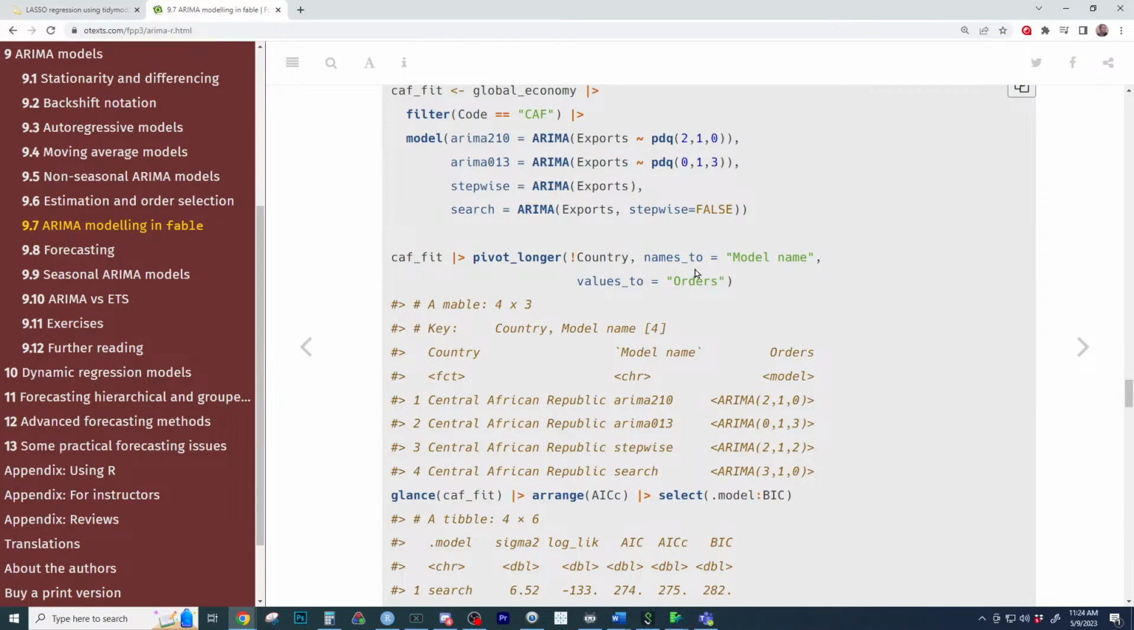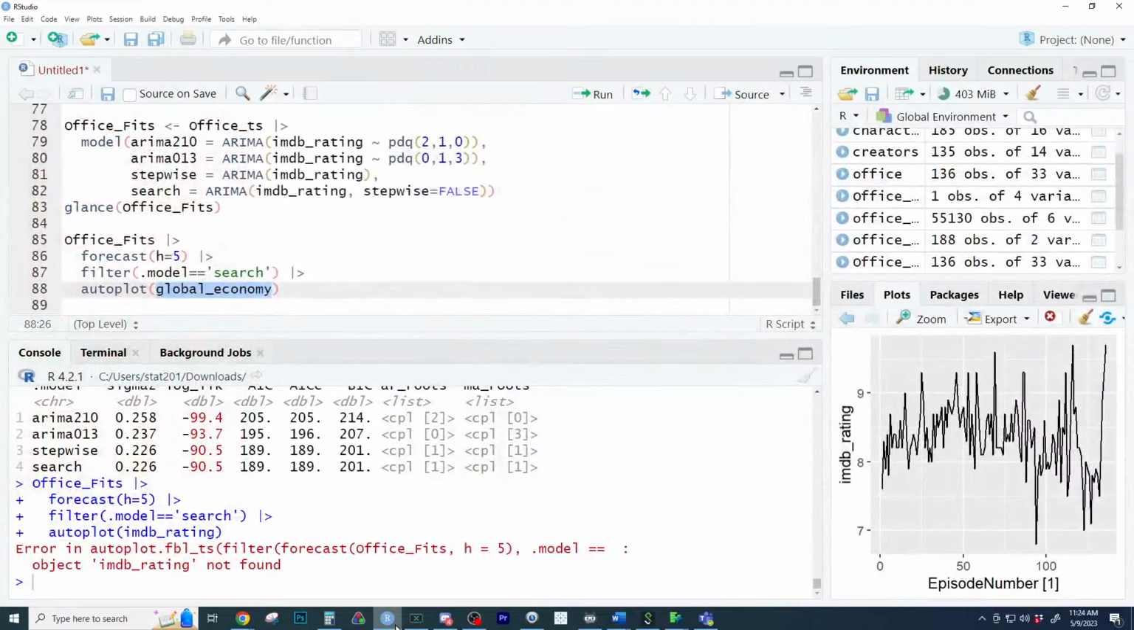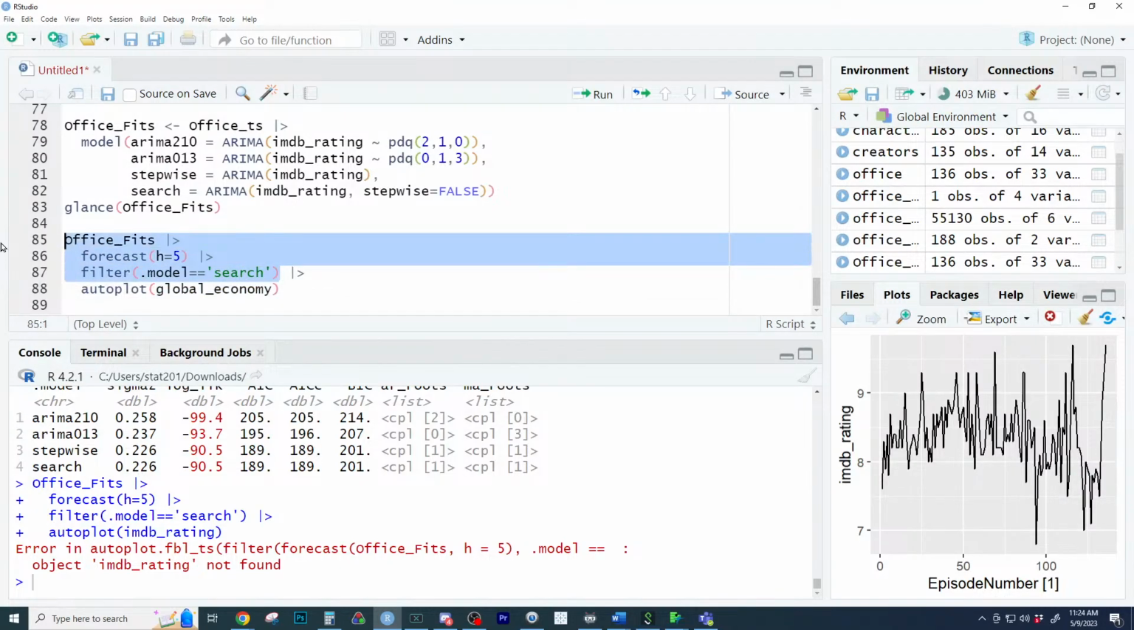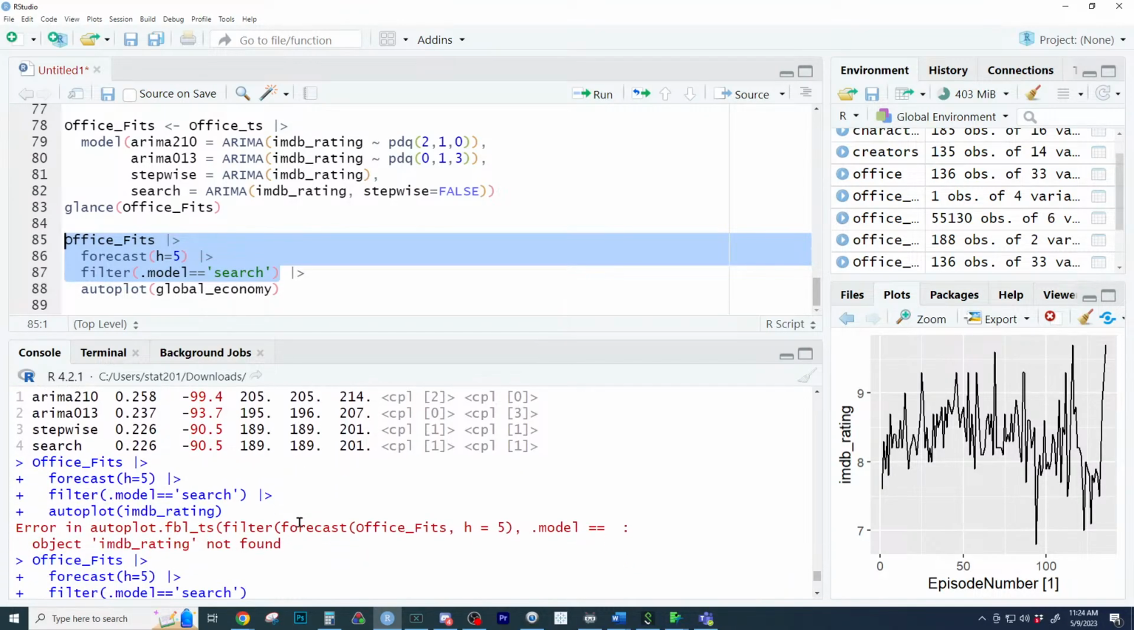Piping it through. It should do it. I did not like that. What does it find when we do this? Okay, that's good. Why did it say it didn't find IMDb rating?